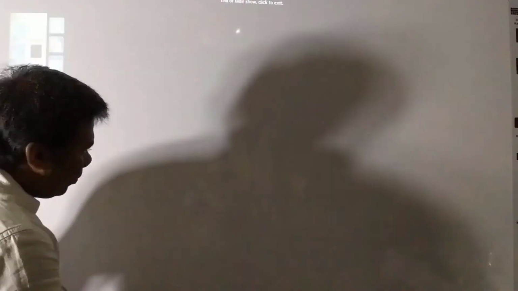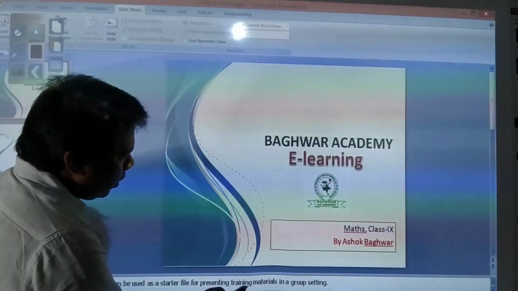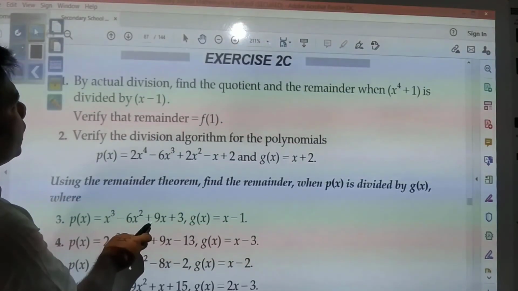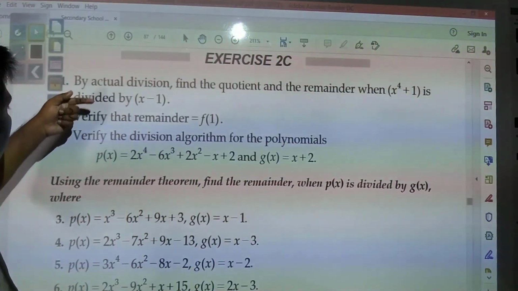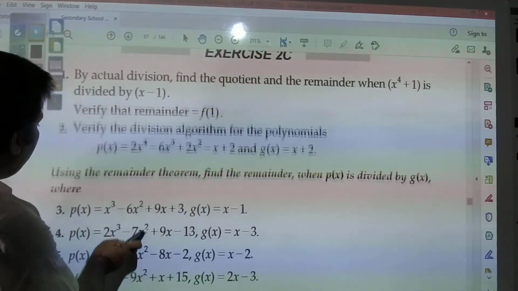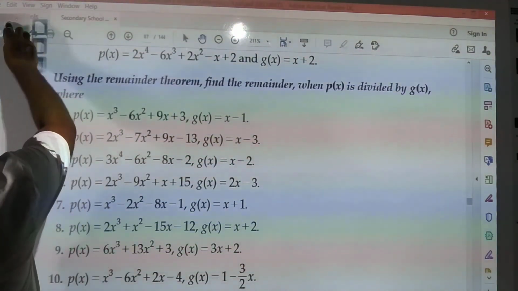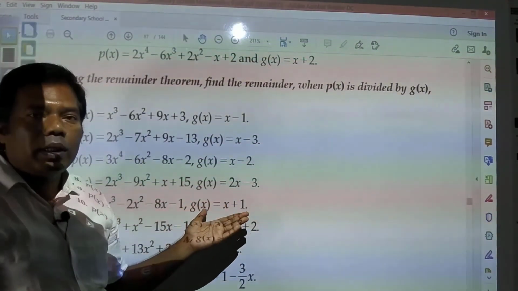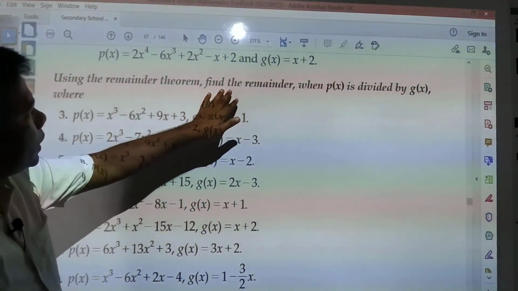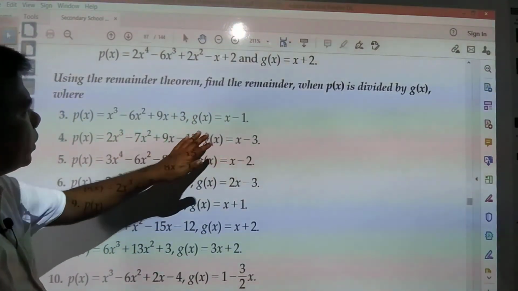Here you see in this chapter exercise 2c, first and second question I have solved, and I hope you have understood. Rest all the questions you see, even these are not for the exam, because in this time you don't have to study this remainder theorem. Then also this is very easy.